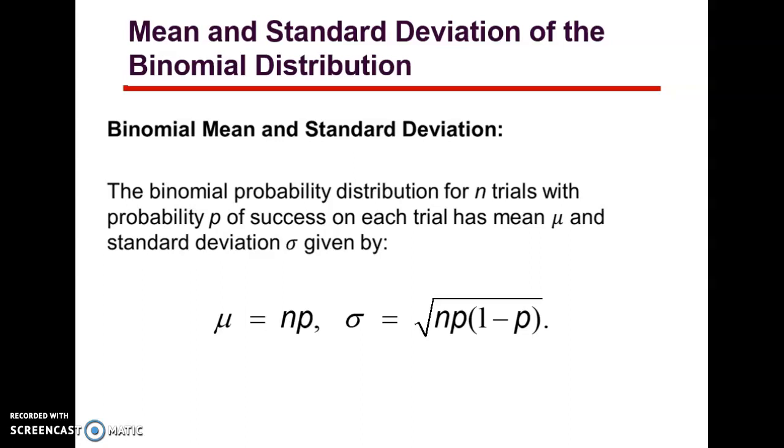The binomial mean and standard deviation is pretty easy to find. And remember, this is for the population, so you actually have parameters. Mu, the mean, is equal to n times the probability. So n is the number of trials, p is the probability. Sigma, the standard deviation, is equal to the square root of np times 1 minus p. And you need to memorize this one.